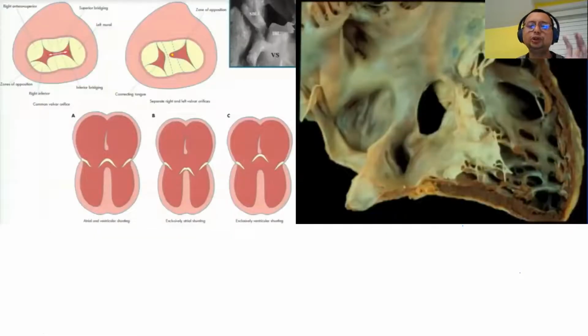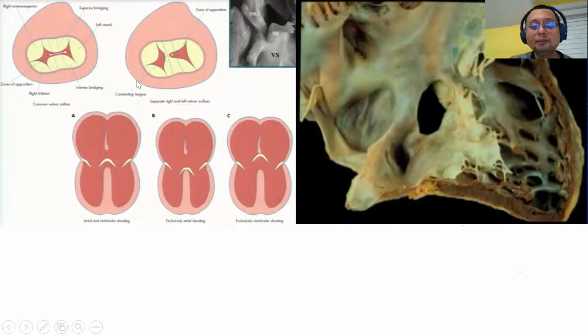So now I just wanted to show you so that you can understand what the leaflets look like. In patients with AV canal defect, the leaflets do not look like your typical left mitral valve and right tricuspid valve. They share a common AV valve. So on the left side, rather than a mitral valve, you have this left mural leaflet. You have this superior bridging leaflet at the superior part of the common AV valve. You have this inferior bridging leaflet. Then on the right side, rather than a tricuspid valve, you have the right anterior superior leaflet and right inferior leaflet.